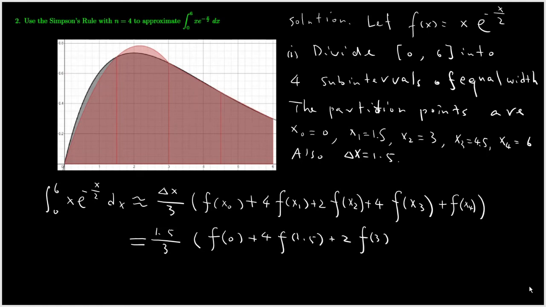The x2 value is 3, and then plus 4 times the value of the function at x3. The x3 value is 4.5, and then plus the last term, the value of the function at x4, which is the value of the function at 6.